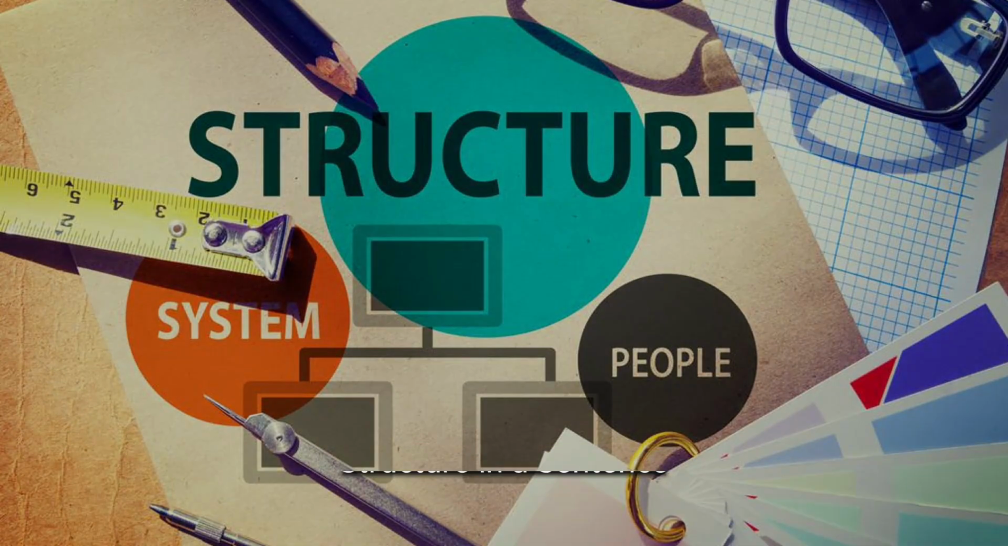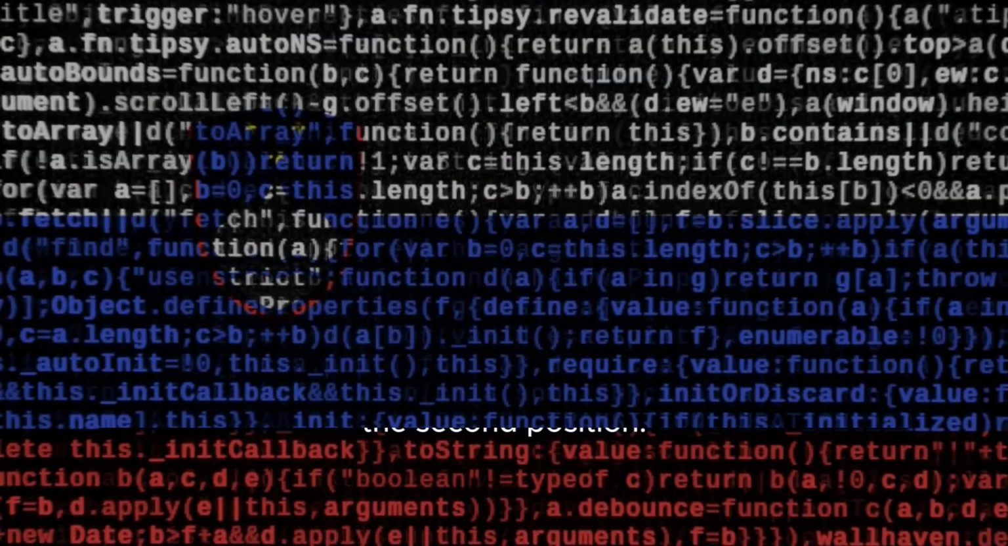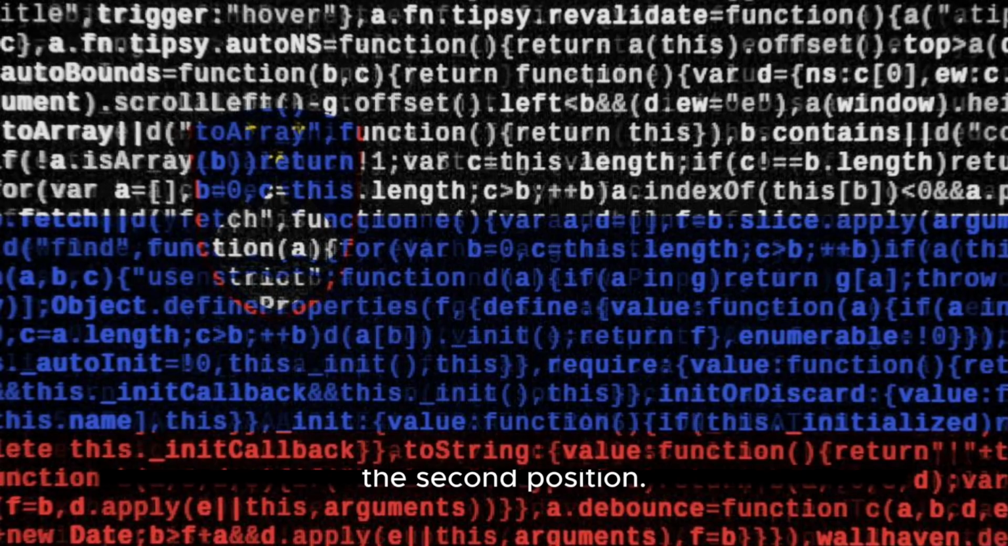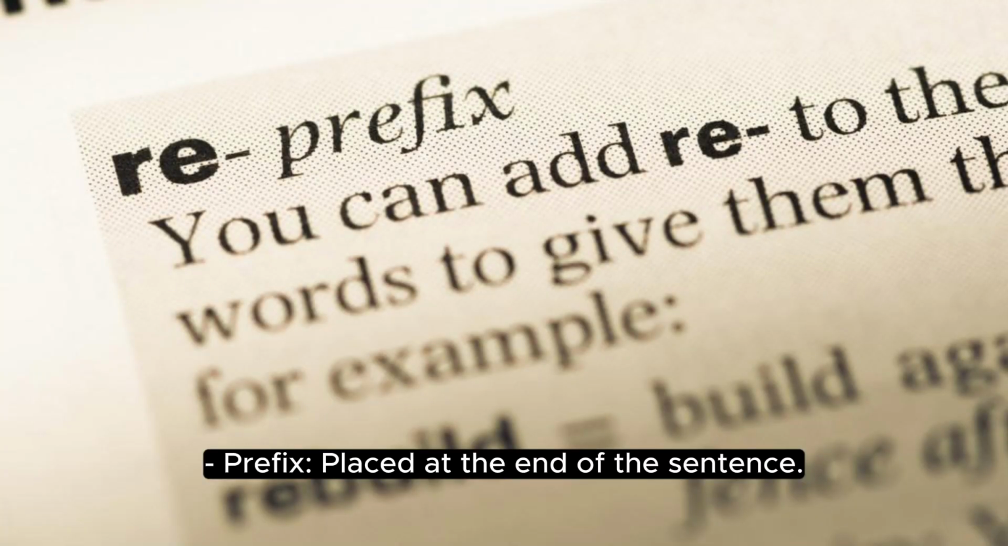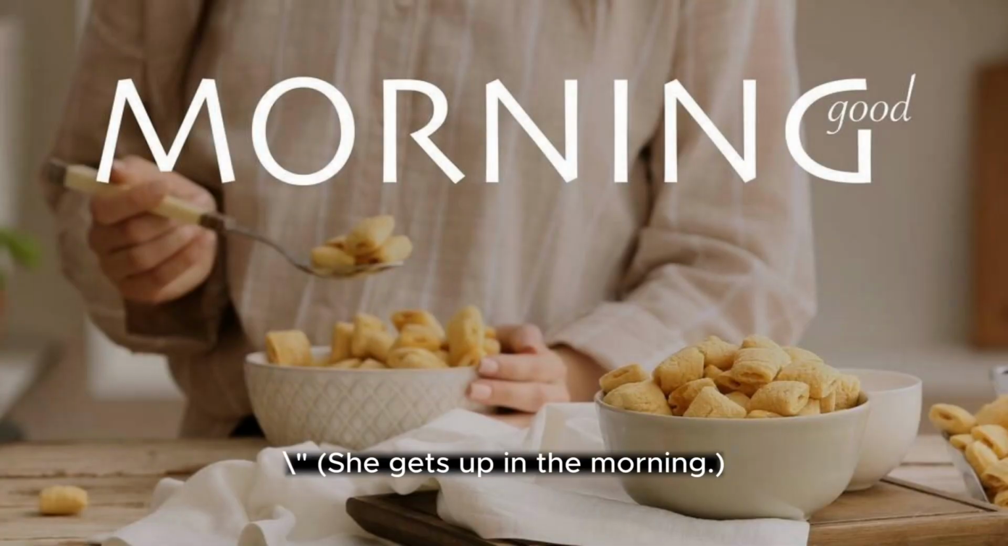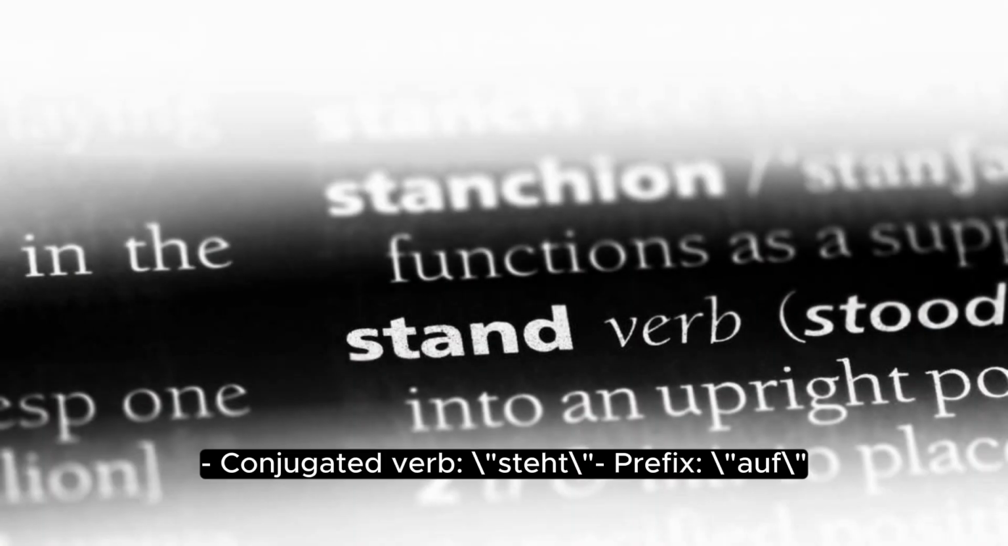Structure and essence. Let's break it down. Conjugated verb, prefix. The prefix is placed at the end of the sentence. For instance, conjugated verb: steht, prefix: auf.